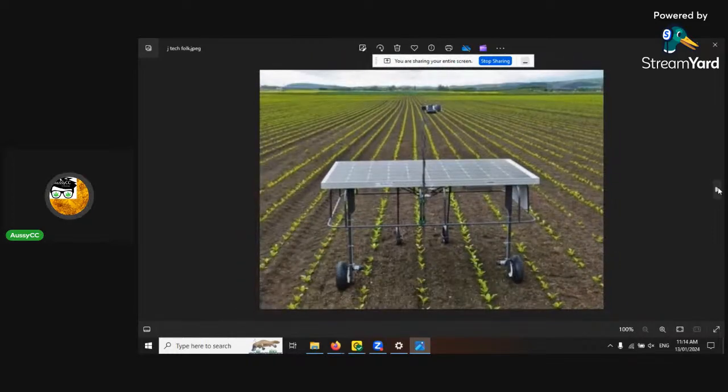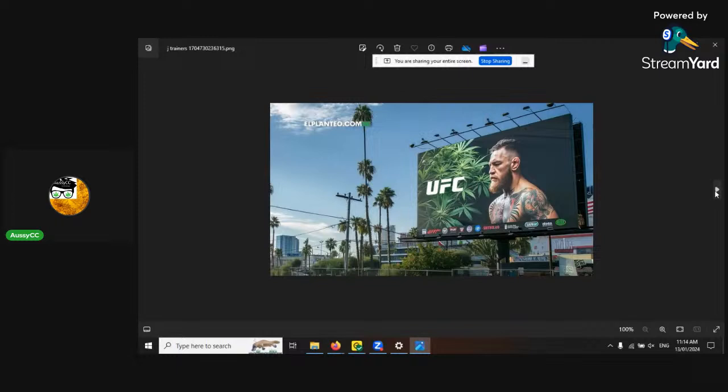Oh, this is pretty cool for all the tech folk out there. It's a biosensor that would be scanning the soil, just cruises along, doing its thing. And for the trainers or coaches, the UFC are getting into there, and quite a few other sports are getting into their CBD for all its anti-inflammatory benefits.